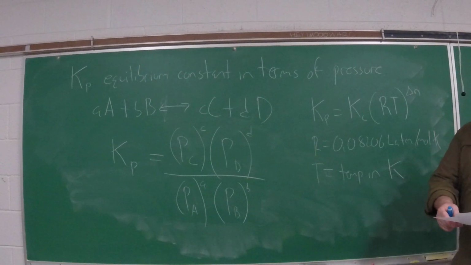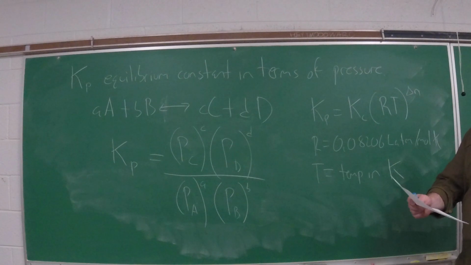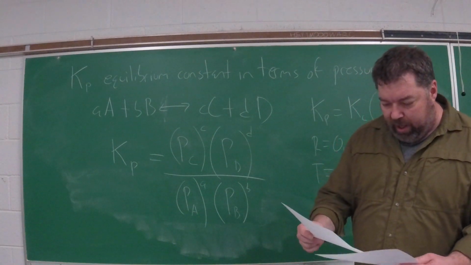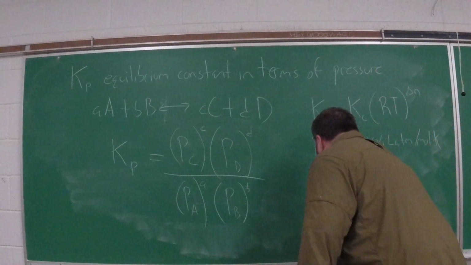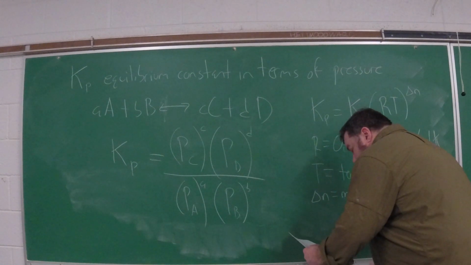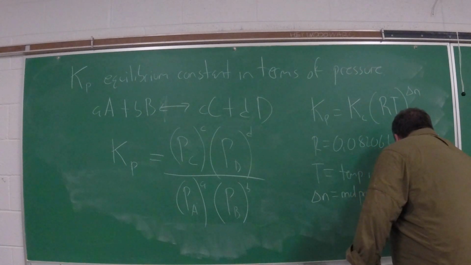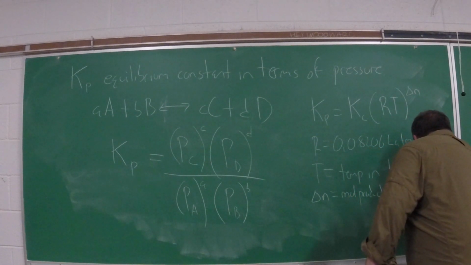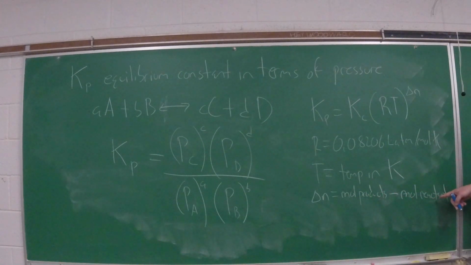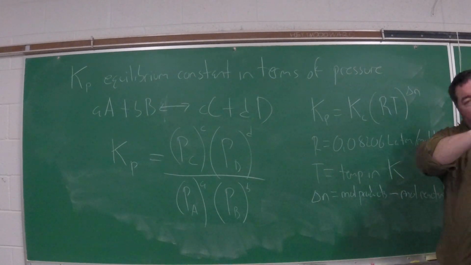Delta n is the difference in the moles of gas, which I am blanking on for some reason off the top of my head. Moles of products minus moles of reactants. So moles of product minus moles of reactant. And we're going to end this video here, and I will be back, and we'll continue on.